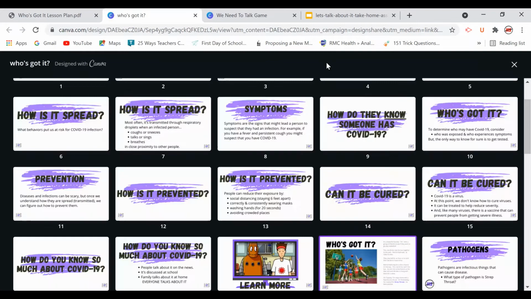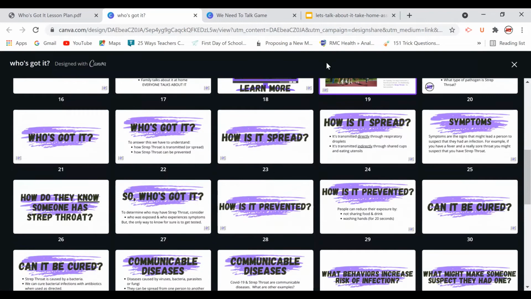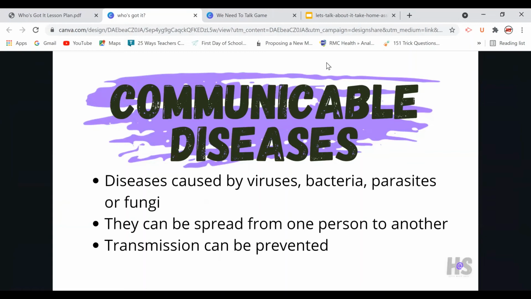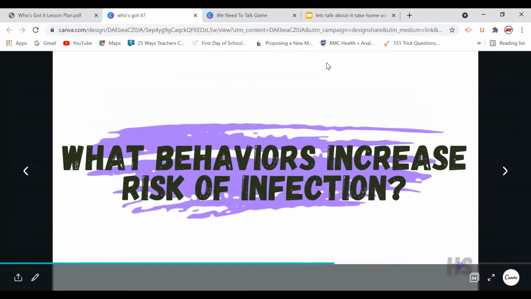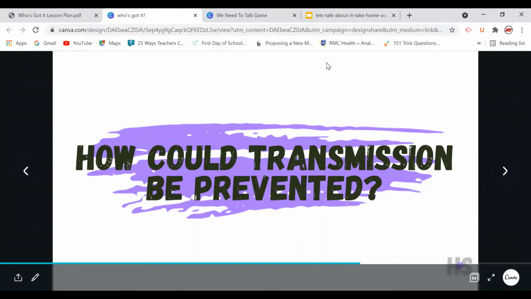Whether you go through that section on strep throat or not, eventually you're going to get to a point where you're kind of reviewing what we've talked about. So namely, when we look at COVID-19 and we look at strep throat, these are examples of communicable diseases that are caused by a variety of pathogens that can be spread from one person to another, and that transmission can in fact be prevented. We're going to review the things that spread these illnesses, they increase our risk of infection, how a person might suspect they had one, how they could know for sure, and how it can be prevented.